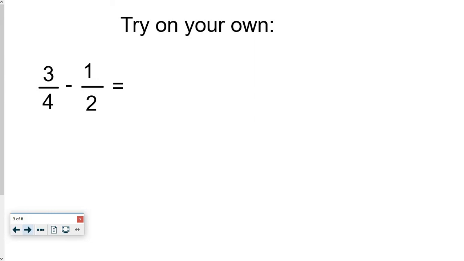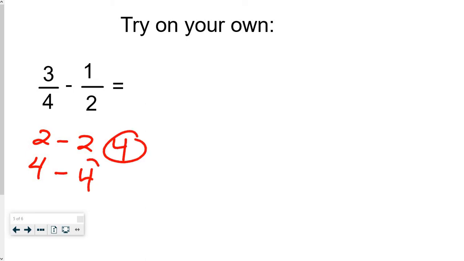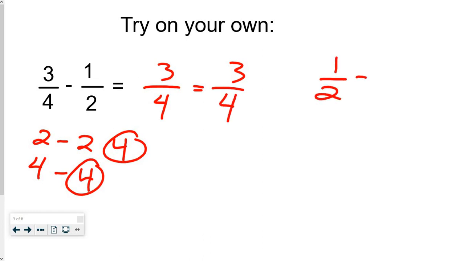So to get 3 over 4, we're going to find common fractions. We're going to take 2 and we're going to take 4. As we go 2 and 4, all of a sudden we have 4. It's really quick, really straightforward. It's right there. So 3 over 4 equals 3 over 4 because we don't change anything. 1 over 2 equals, we have to multiply by 2 on both sides, so it equals 2 over 4.